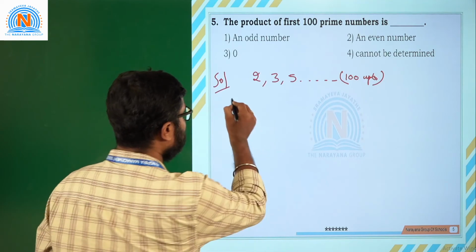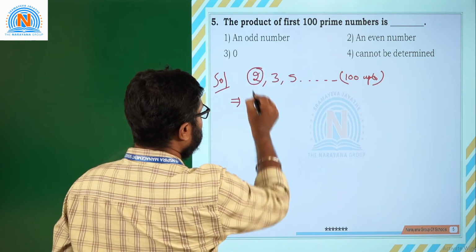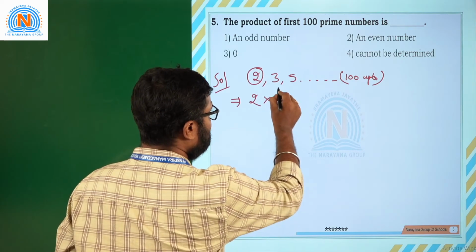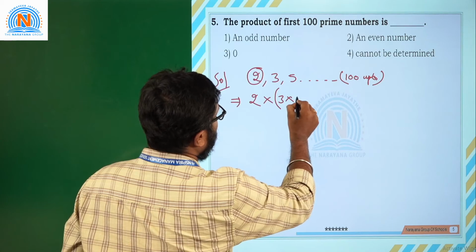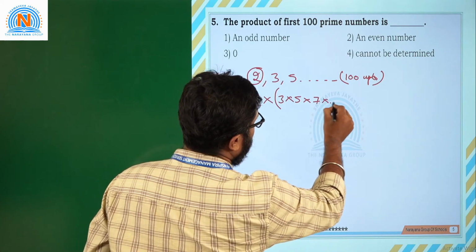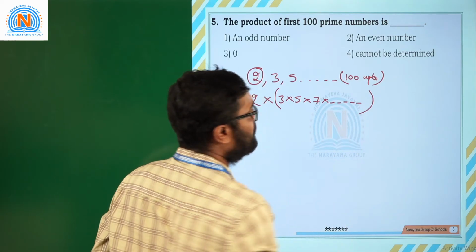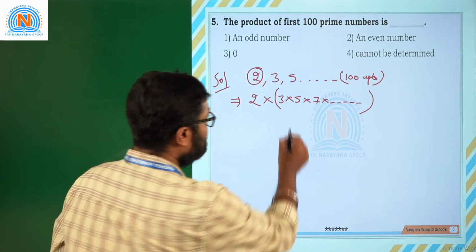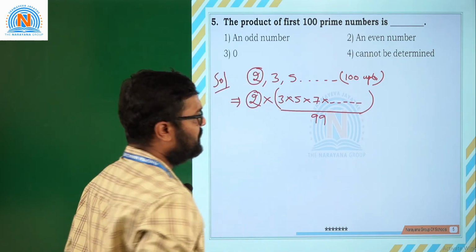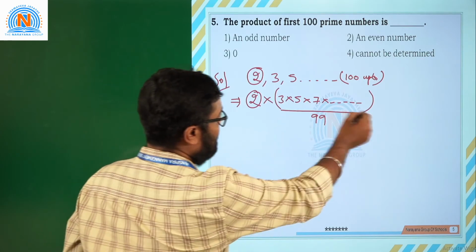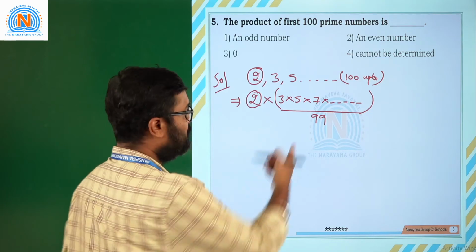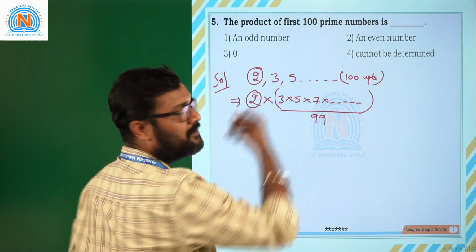It's very simple, children. See here, if you observe, this is the first least prime number 2 into 3 into 5 into 7 into, like that I am taking up to 100 prime numbers. That means there are 99 prime numbers in this product and this is 1 prime number. So 99 plus 1, that is a total of 100 prime numbers.